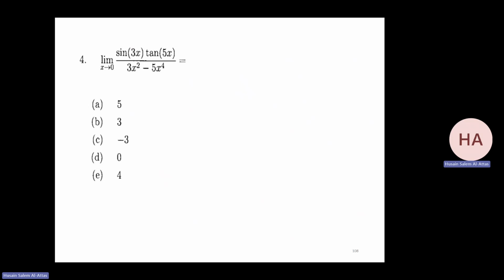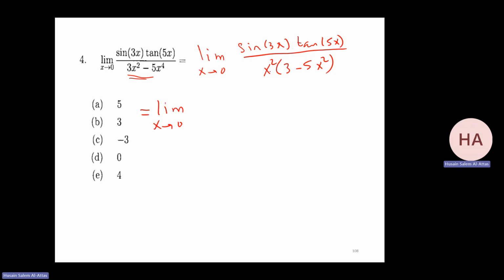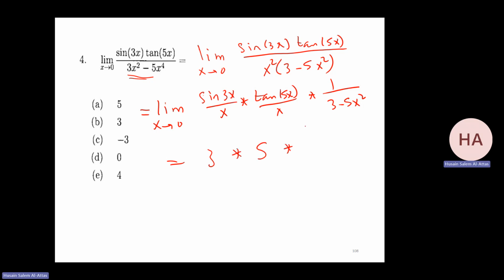This one, same idea. I took common factor here. So I have sine 3x tan 5x. I have x squared from here. I have 3 minus 5x squared. So this limit, now x squared I can distribute it as x times x. And the remaining is 1 over 3 minus 5x squared. Now I can distribute the limit easily. So that will be 3. That will be 5. That will be, substitute the 0, 1 over 3. So the answer is 5.